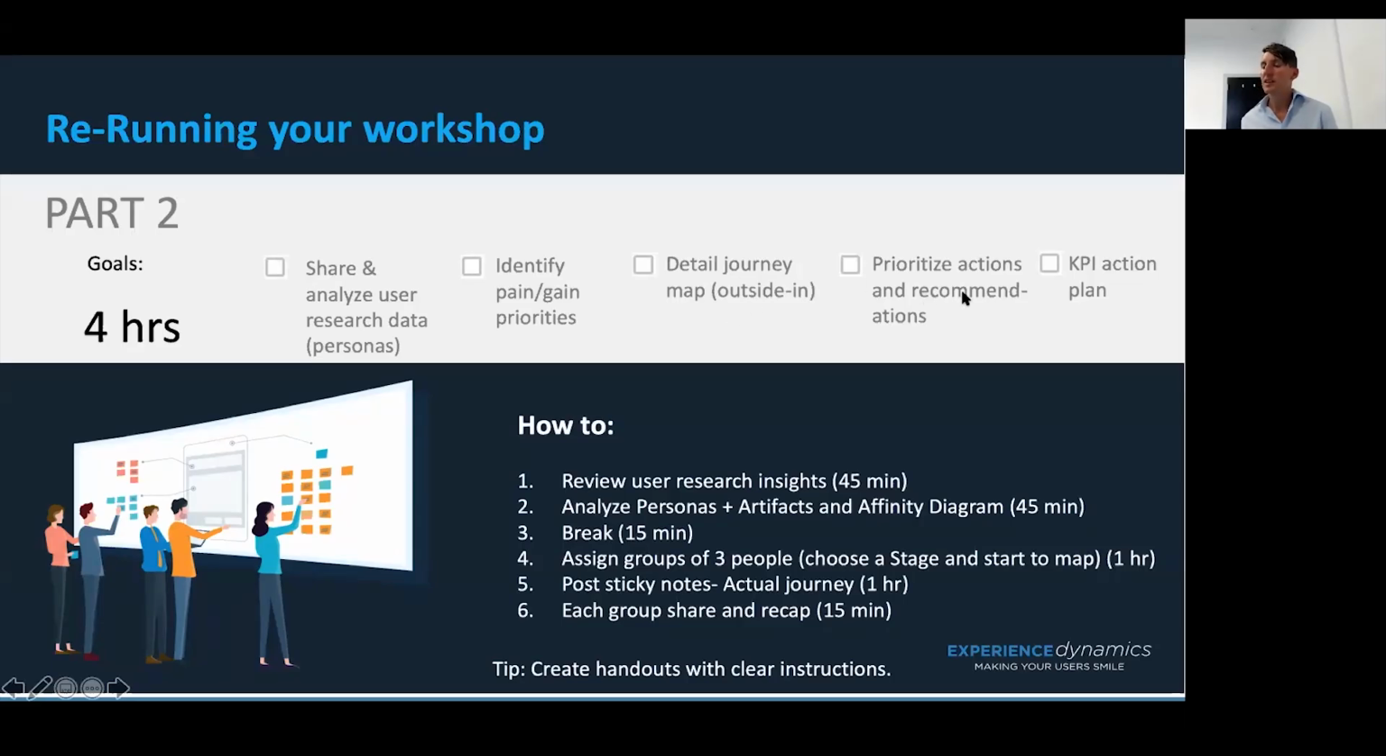So in your part 2 workshop, you want to share the data, like we said, identify priorities, map the details, prioritize actions, and then a KPI action plan, key performance indicators. You've got to measure this stuff, right? So you're spending an hour. You can do this beforehand. If you do user research, I'll typically have a separate meeting just for user research, but maybe you need to re-socialize the data, or there are other stakeholders that didn't come to the other, smaller meeting. It's a very common scenario for me in my consulting work.